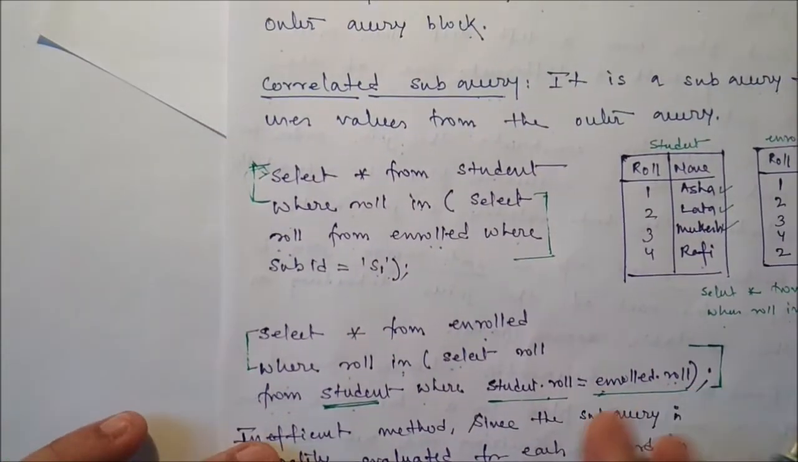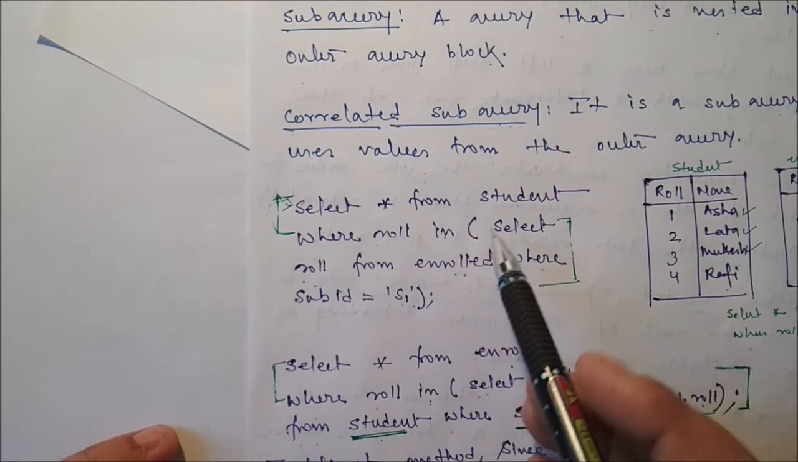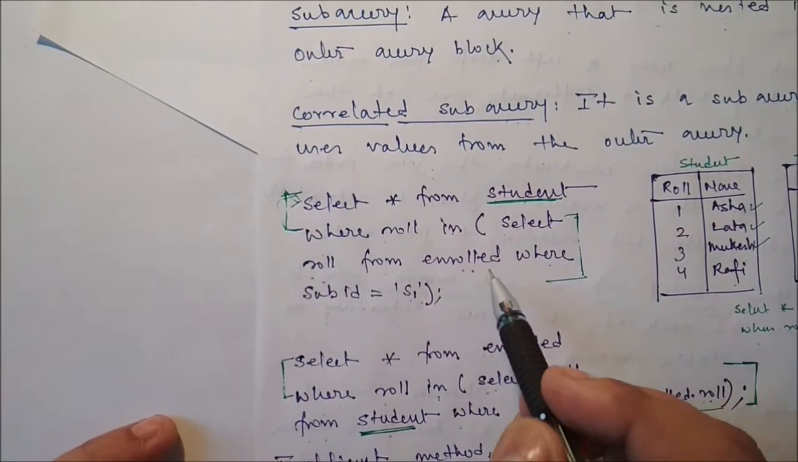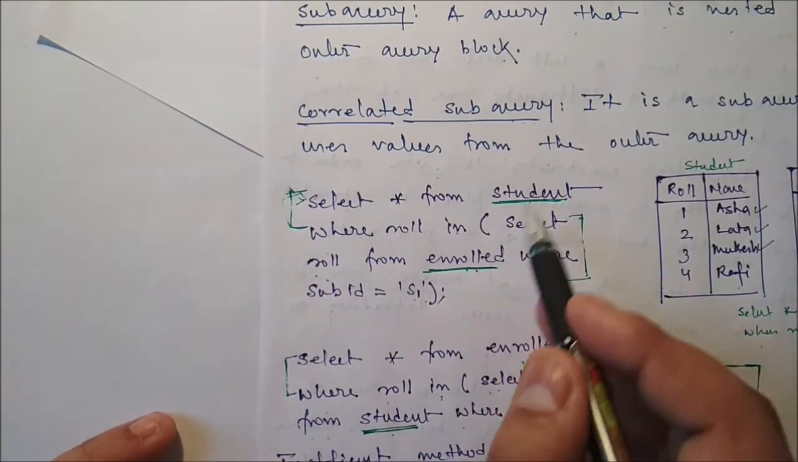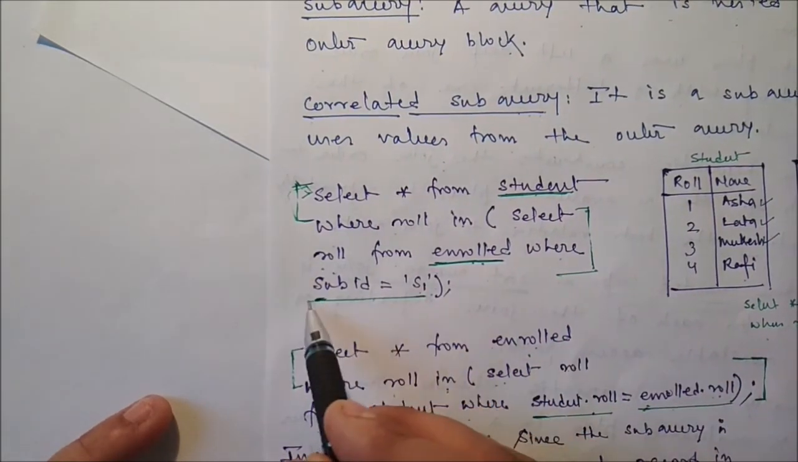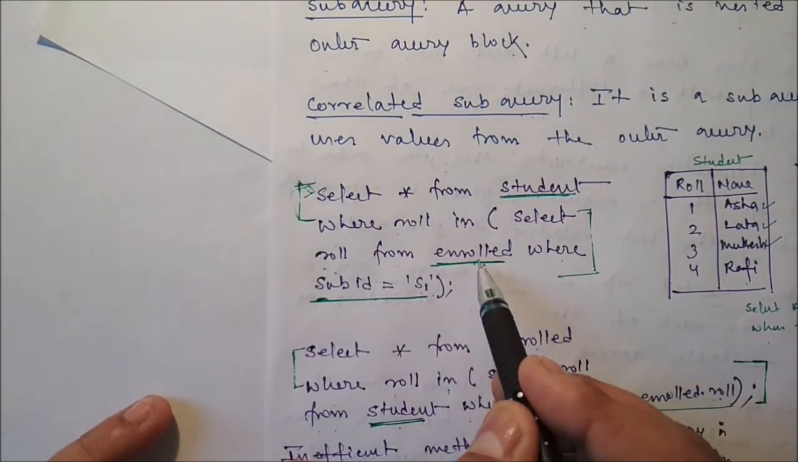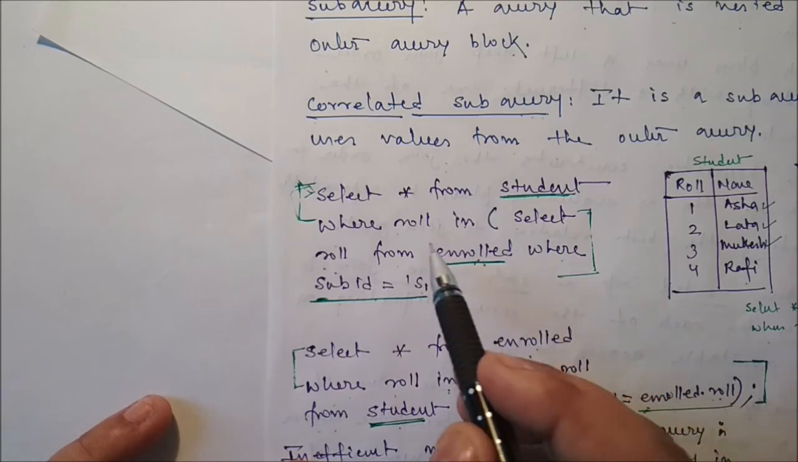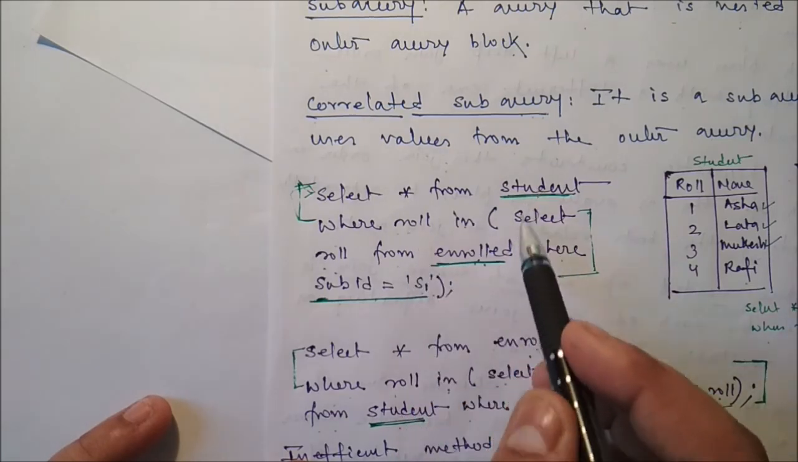Are you getting this one? But the earlier one is not a correlated subquery. Here student is there, no problem, and here enrolled is there, so these two tables are different. This variable is from enrolled, and here the variable is from student. So there is no relation.